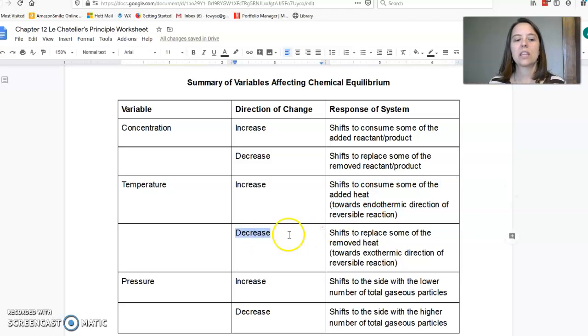And then decrease would be the opposite. It shifts to replace some of the removed heat, and so it shifts towards the exothermic direction of the reversible reaction. So if it's an exothermic reaction, then it would be towards the products. If it's an endothermic reaction, it would be towards the reactants.